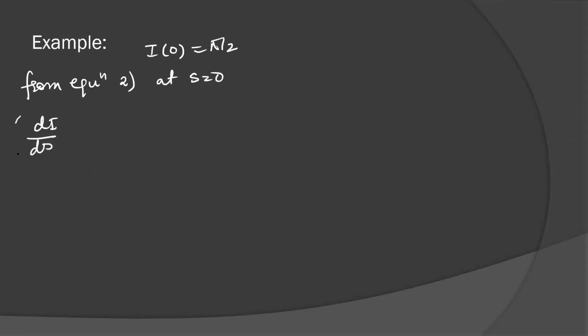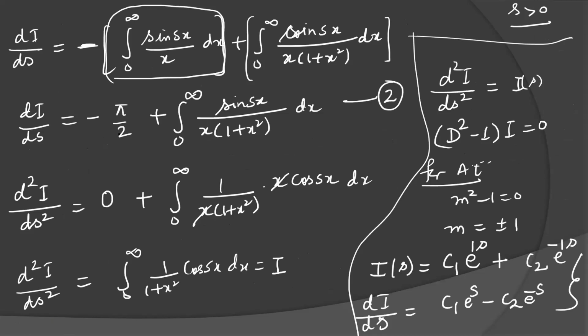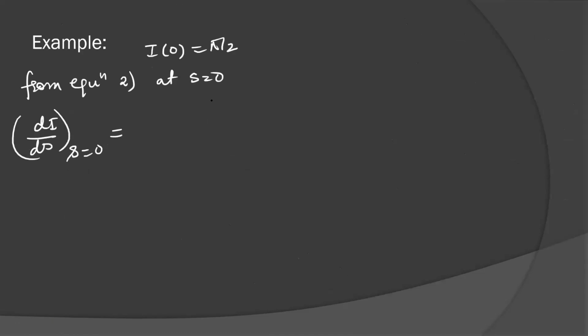So from this you have I0 equal to pi. From equation 2, at s equal to 0, dI/ds at s equal to 0 is, since sine 0 becomes 0 here, nothing else but minus pi by 2.